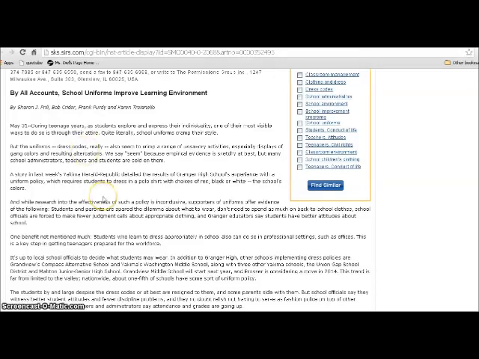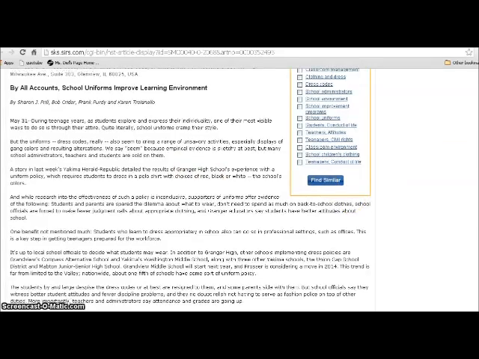Really, they are actually acknowledging that there is not a lot of research into this topic. It says right here, while research into the effectiveness of a uniform policy is inconclusive, but then it goes on to say what supporters of uniforms offer evidence of. So they're acknowledging the fact that actual evidence, like up here, empirical evidence is sketchy at best, but many school administrators, teachers, and students are sold on them. And then they go on to describe why administrators, teachers, and students are sold on them.